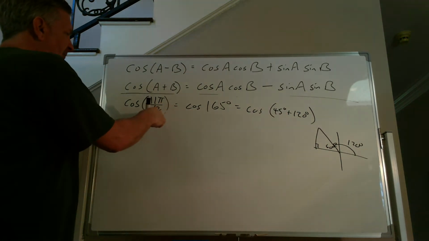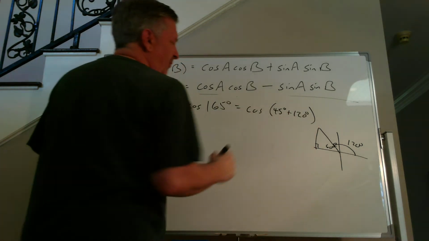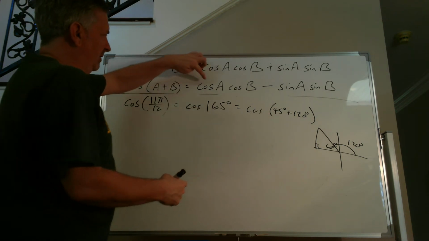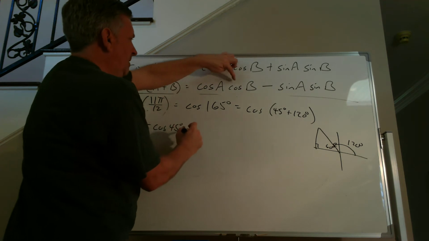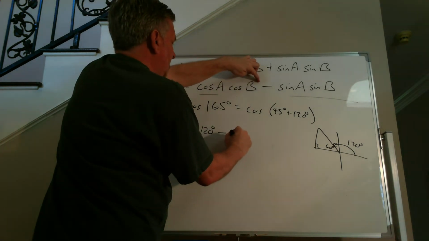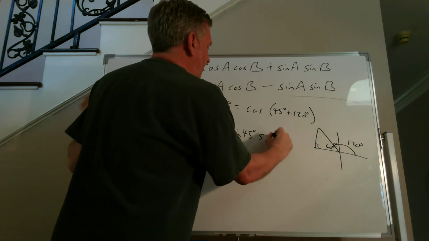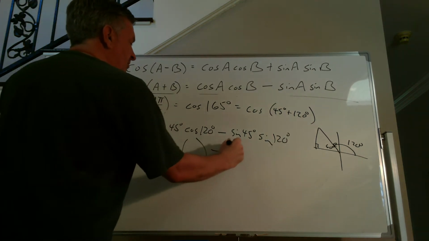So cosine of 11 pi over 12 is cosine of 165 degrees, which is cosine of 45 degrees plus 120 degrees. Now use the identity. I'm using the second one here. So this is cosine of 45 degrees, cosine of 120 degrees, minus sine of 45 degrees, sine of 120 degrees. So there are four things to find, just like before.